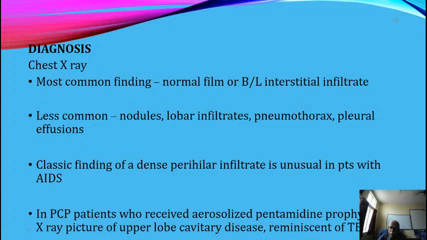So PCP is diagnosed by chest X-ray. In the initial stage, the chest X-ray is normal most of the time. Sometimes you may see a snowstorm or sandstorm appearance in the lung fields. That is the scenario in the beginning, followed by interstitial infiltrate and perihilar lymphadenopathy.